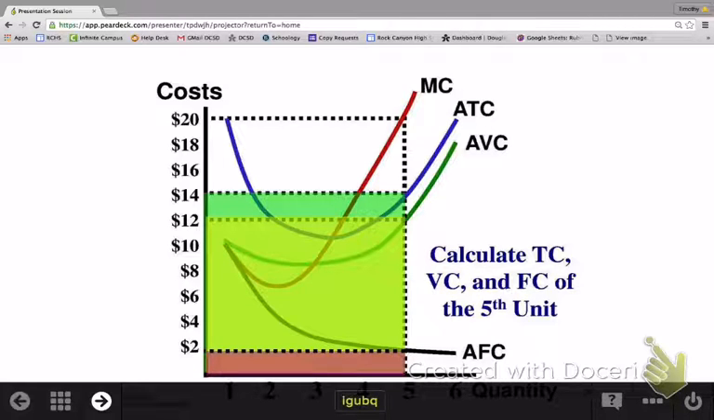If you go from that point on the average fixed cost up to the average variable cost curve and over, the area of that square would be the average variable cost. If you go further up to the average total cost curve from the average variable cost curve and over, you take the area of that rectangle, and that's going to be the average total cost. So you can take the area of these three different rectangles at the fifth unit and calculate what the total cost, the variable cost, and the fixed cost of the fifth unit would actually be. And see if you can do that now.